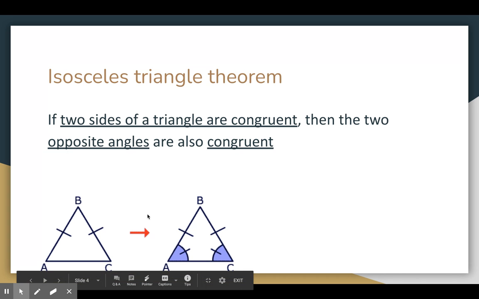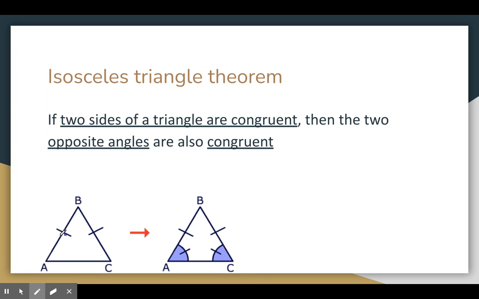Remember, opposite always means away from, so I always like to draw arrows. So we see our congruence marks say that these two sides are congruent, and if we draw arrows that are opposite, or away, that means we can conclude and guarantee that these angles are also going to be congruent. Well, that's what this picture shows, right? The opposite angles away from the sides are going to be congruent to each other. That's what the isosceles triangle theorem says.